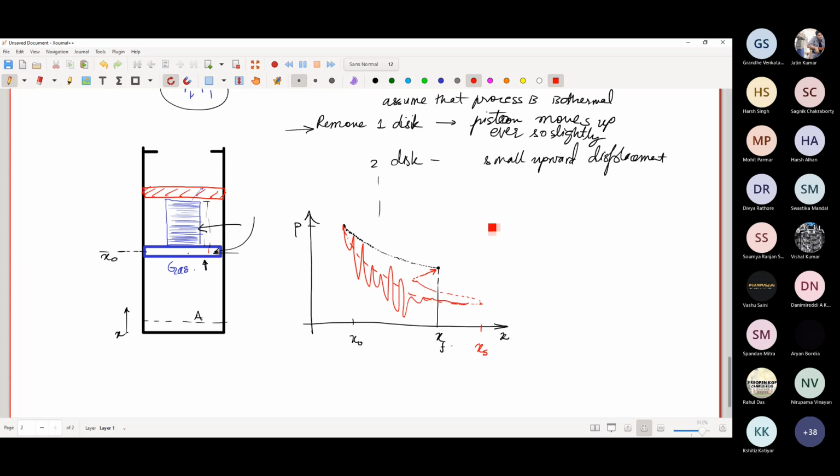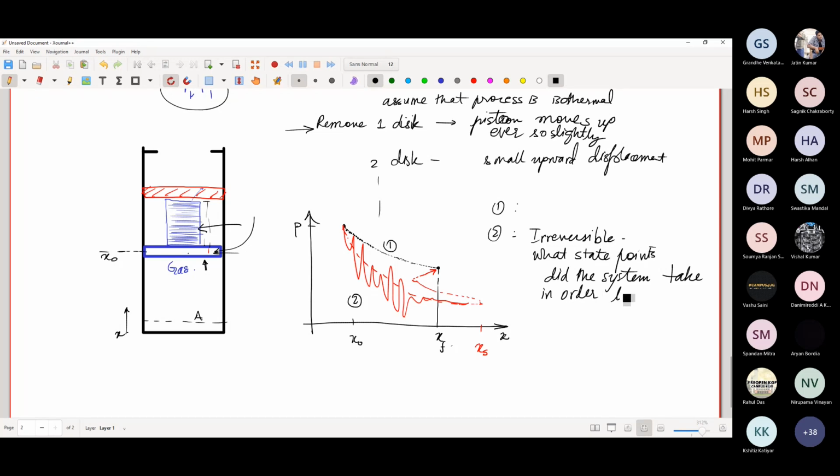So what is the fundamental difference between process 1 and process 2? Process 2 is absolutely irreversible, and you have no way of telling what state points the system took in order to go to the final state.